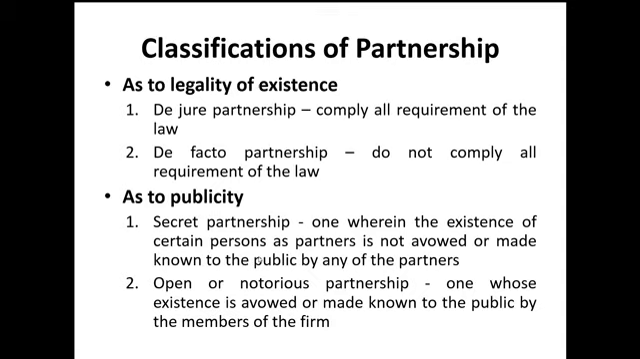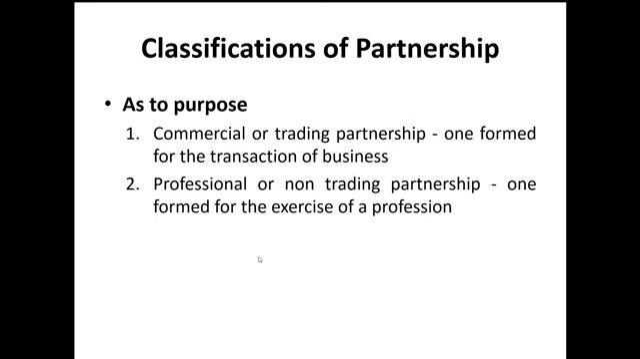As to publicity, pwede raw siyang secret partnership, one wherein the existence of certain person as partner is not avowed or made known to the public by any of the partners. Pag open or notorious partnership naman is one whose existence is avowed or made known to the public by members of the family. As to purpose, pwede raw siyang commercial or trading partnership or pwede siyang professional or non-trading partnership. Ito yung first paragraph ng Article 1767. Ito yung second paragraph. Ordinary partnership. Ito naman is the general professional partnership.